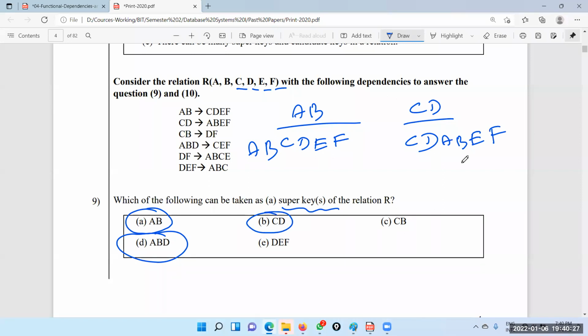What about CB? CB determines CB, by reflexivity. Then CB determines DF. Now we have C, B, D, F. And DB determines ABCE. Now that means A is there, and E is there. So it looks like CB is also correct.